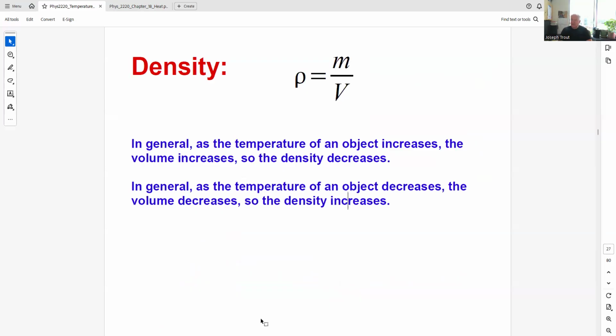Now let's talk about density. Density is equal to mass over volume. So in general, as the temperature of an object increases, the volume increases, so the density decreases. And in general, as the temperature of the object decreases, the volume will decrease and the density will increase.